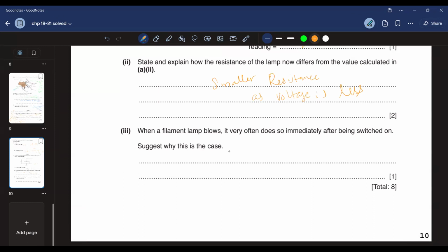When a filament lamp blows, it very often does so immediately after being switched on. So suggest why this is the case. So due to the high current, जो उसका filament है, it breaks down. Due to current surge, the filament would break or would heat up and break. That is it for the electricity part. Tomorrow we'll do the electromagnetic inductions.